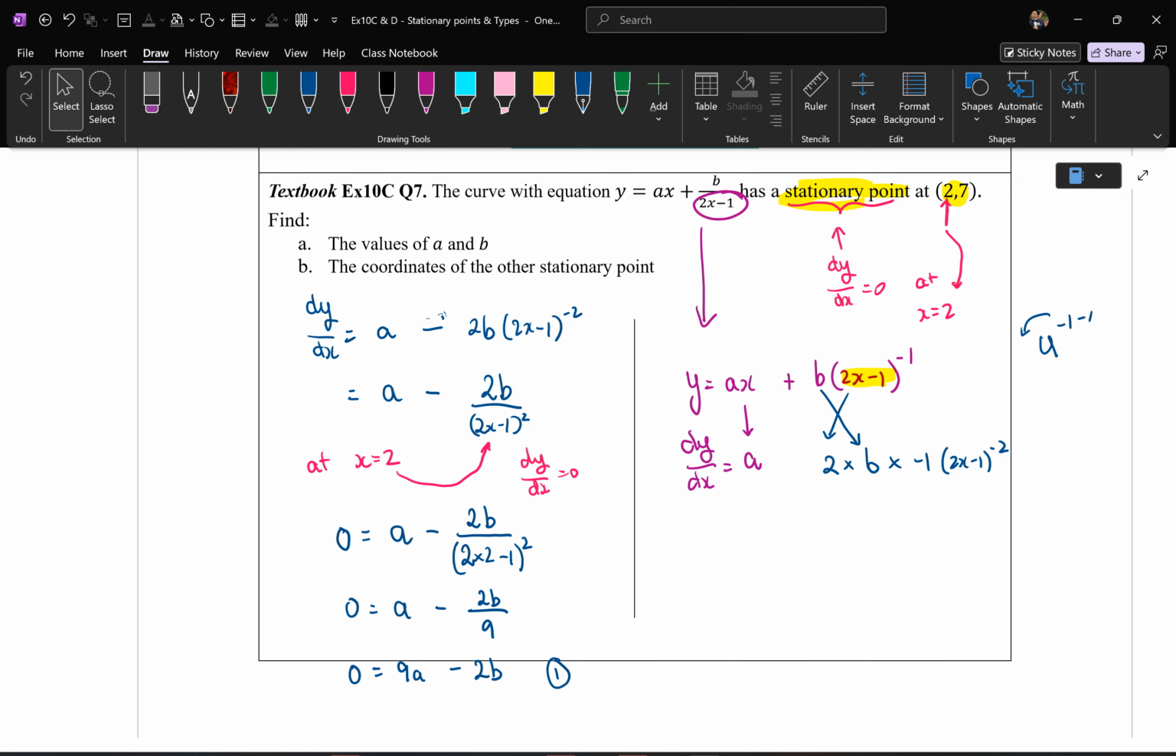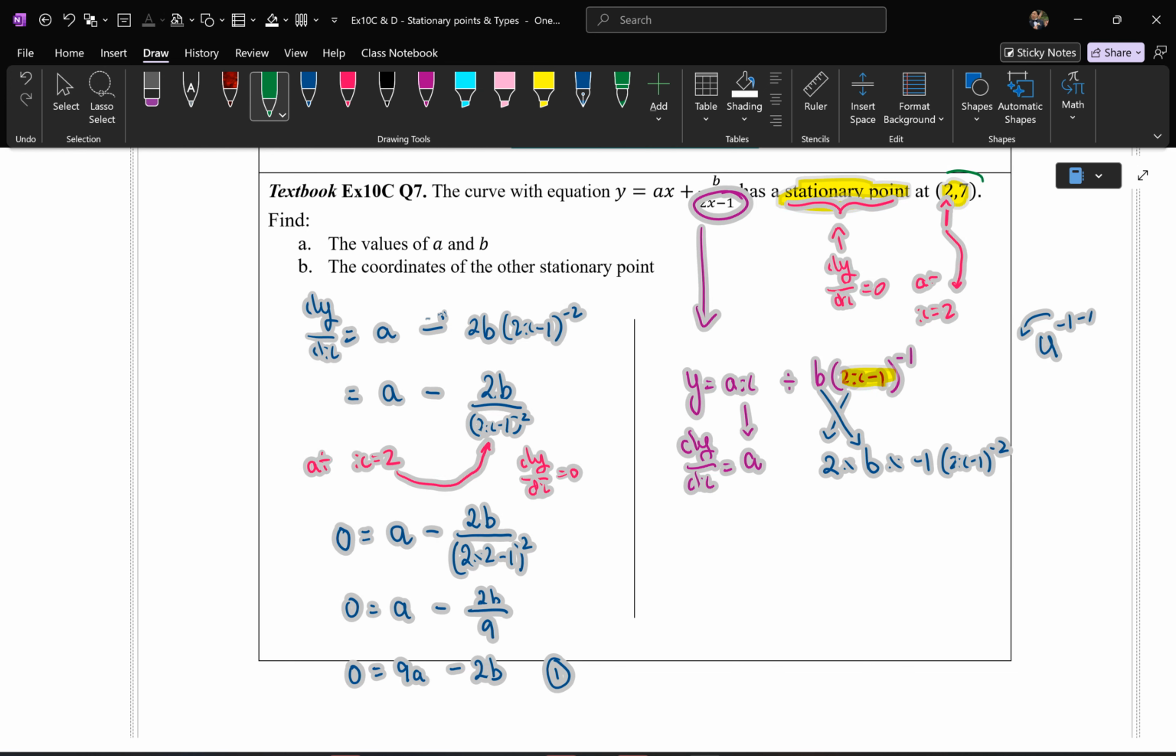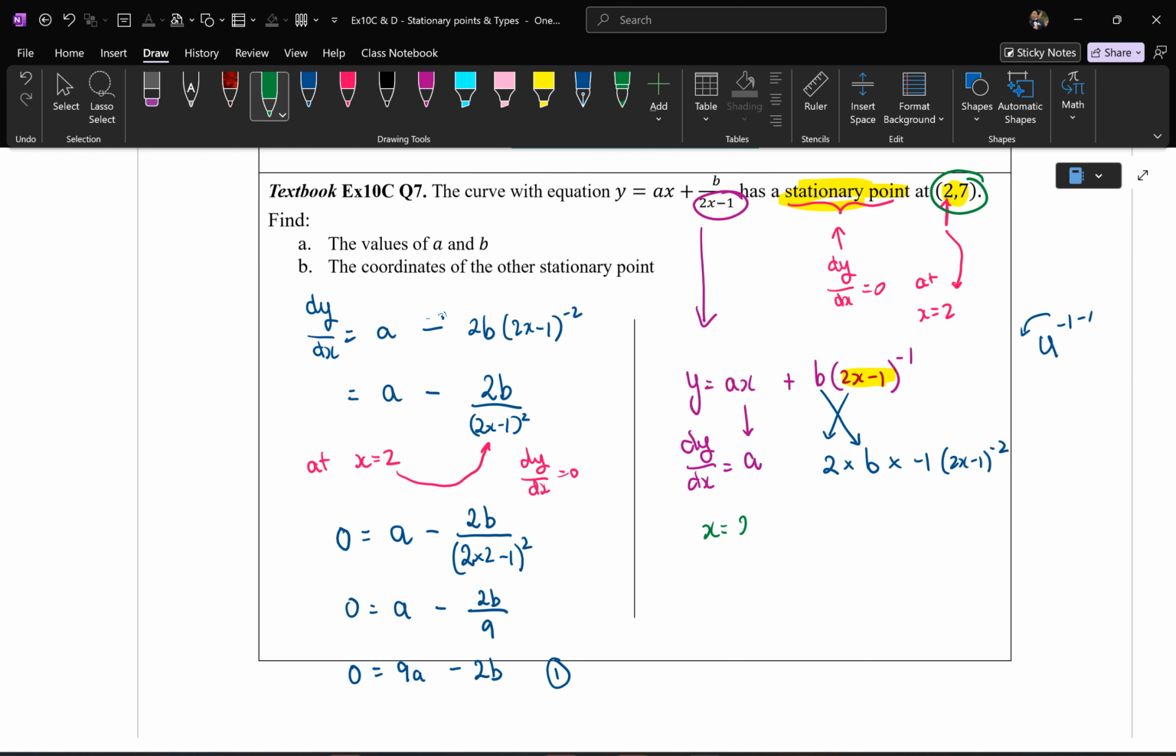So that's usually a typical exam 1 question, probably the first or second one, where that 2, 7 is essentially telling you when x is 2, y is 7. So we now can say that point when x is 2, y is 7. Well, the original equation was y equals a times x plus b over 2 times x minus 1. That's in terms of x and y's, not derivatives. So then you sub the 7 into the y and sub 2 into the x. That's how you're going to get your second equation.